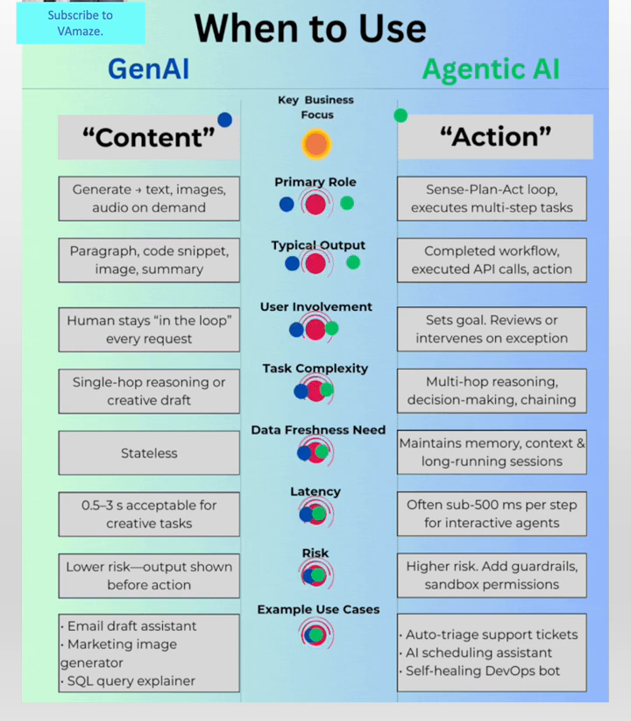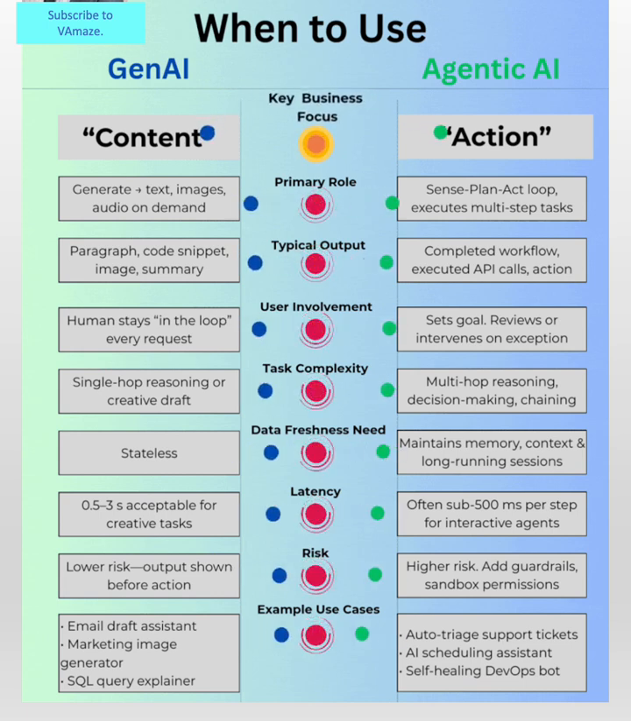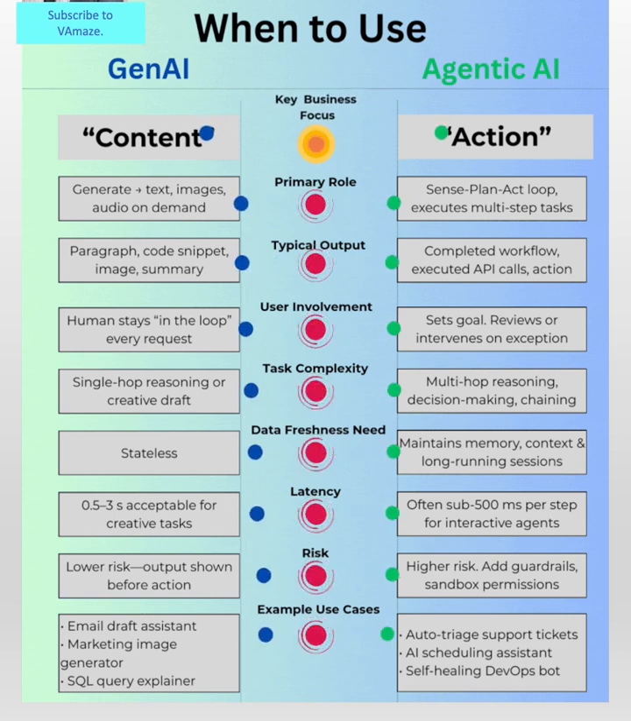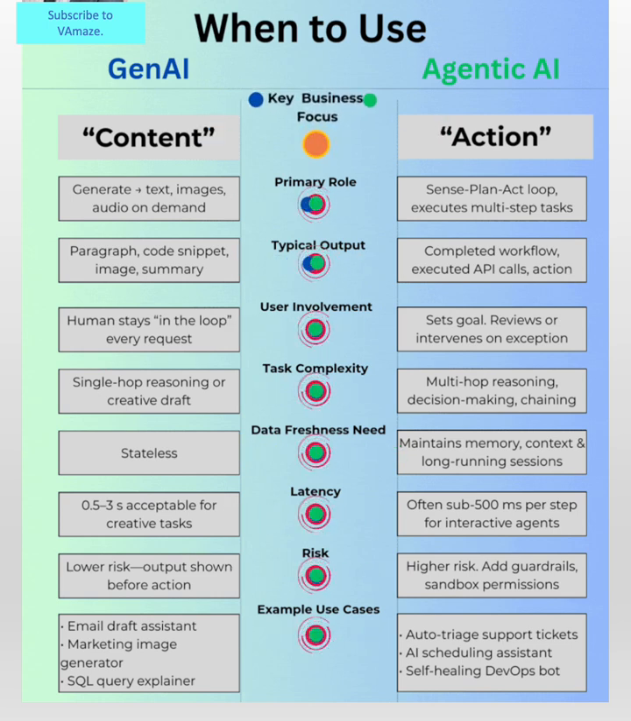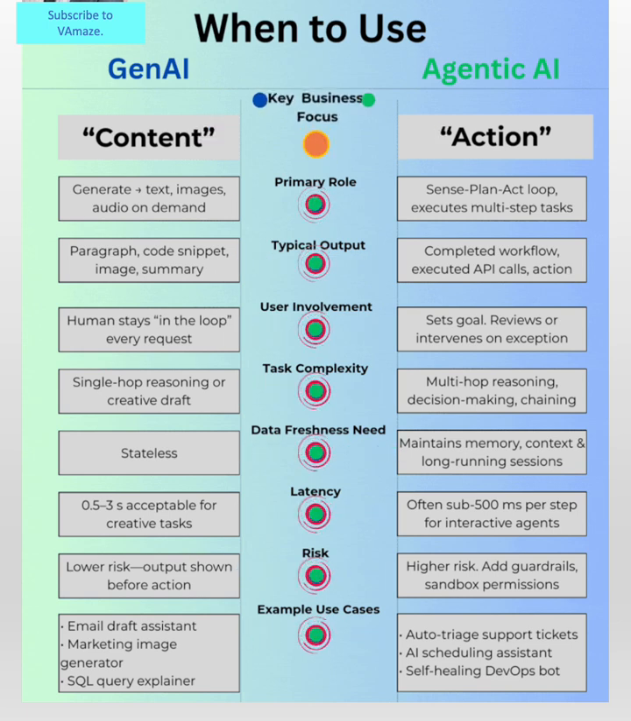Agentic AI represents a paradigm shift toward autonomous action. Its primary role involves executing complete workflows through sense-plan-act loops, making decisions, and performing multi-step tasks with minimal human intervention. Typical output characteristics. Rather than generating content, Agentic AI delivers completed workflows, executed API calls, and accomplished tasks. It's not a document or image, but rather the result of actions taken in the real world, whether that's processing support tickets, managing system operations, or executing complex business processes.